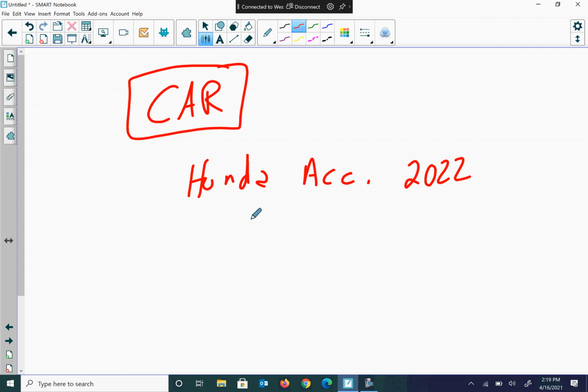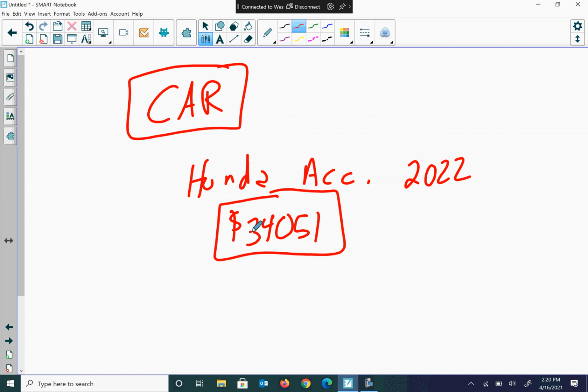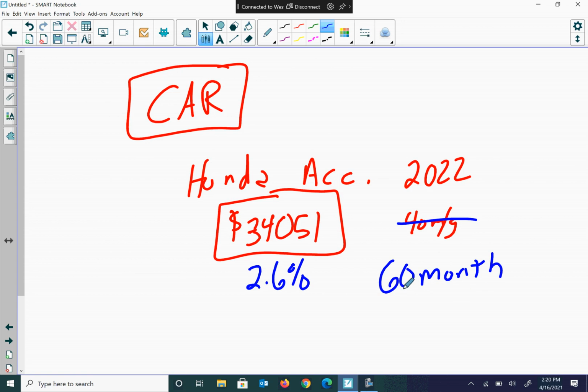So 2022 Honda Accord, and you found the one that you want. It's got the sunroof, it's got the leather seats, it's got the floor mats, and this has a good gas mileage. Just say it's getting 40 miles per gallon. We're just saying. But the 40 miles per gallon is not really relevant. Honda's running a special where we can get a 2.6% interest rate. They will allow you to take it out 60 months, which is 5 years. It's just down payment.